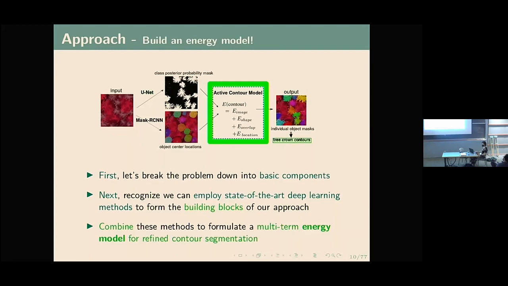So using these two inputs, the deadwood class probability map and likely, I need a drink of water.